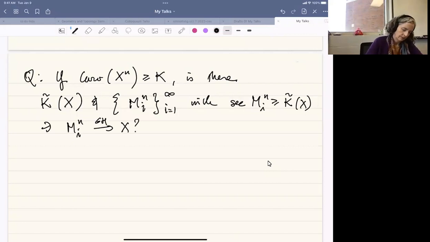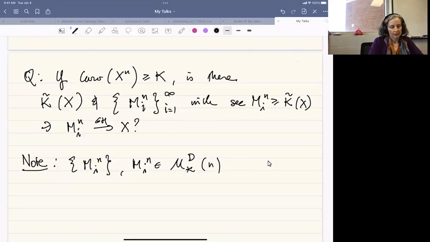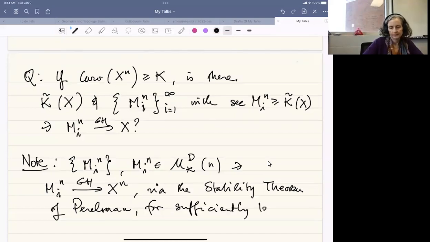Okay, so it's worth noting that if I'm given a sequence of manifolds, and these manifolds are sitting inside of this class with a lower curvature bound and an upper diameter bound, and they all converge to some X, I'm keeping the dimension the same, so it's a non-collapsing limit, then via the stability theorem due to Perelman, I know that for sufficiently large i, the maps from Mi to X are close to homeomorphisms.